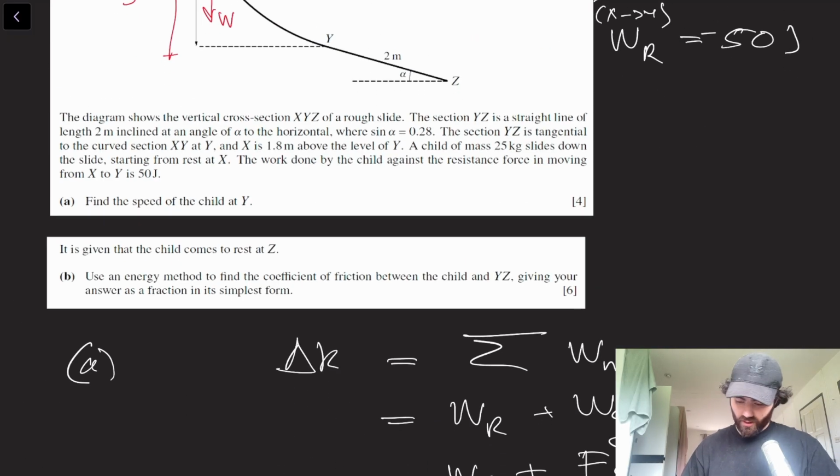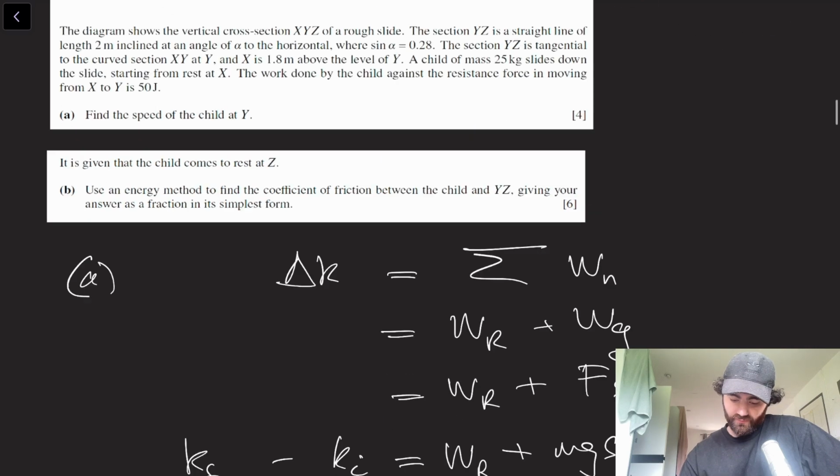Okay, B. It is given that the child comes to rest at Z. Use an energy method to find the coefficient of friction between the child and YZ, giving your answer as a fraction in its simplest form.